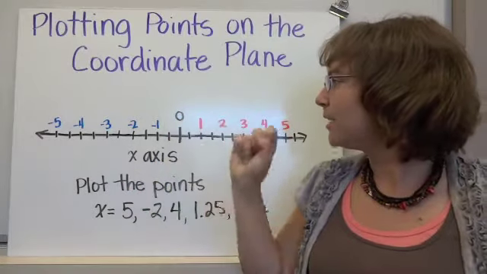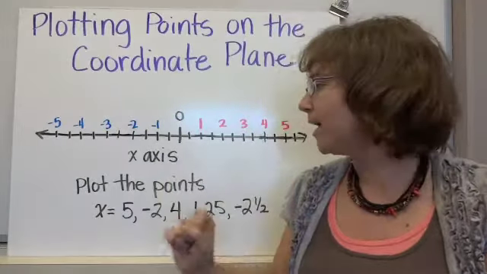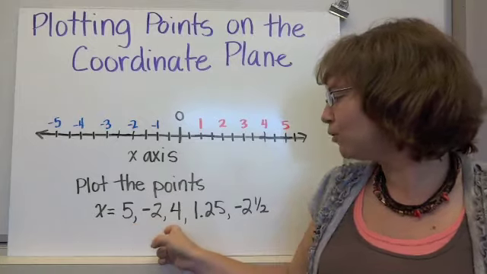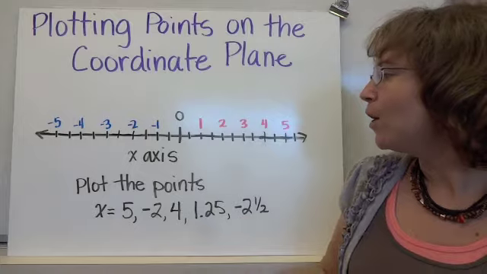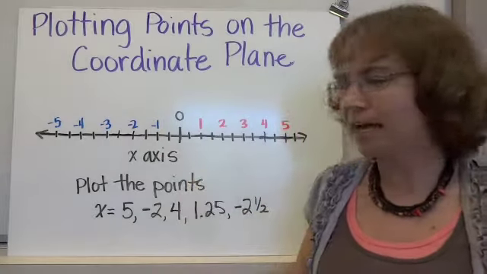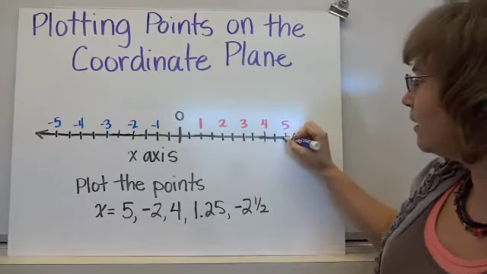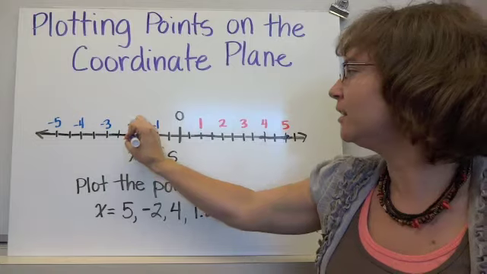This is our 0, this is our beginning point here. Positive numbers this way, negative numbers this way. So when we're asked to plot the points x equals 5, -2, 4, 1.25, and -2.5, we're going to go ahead and find those on the number line. So our first one, x equals 5, that's just right over here.